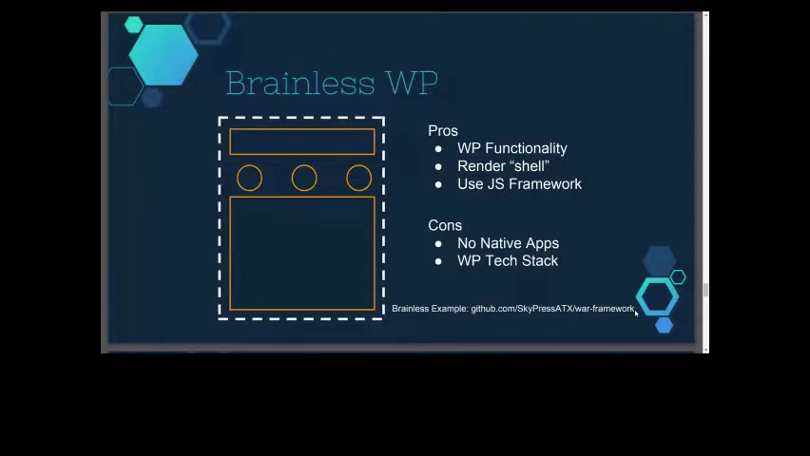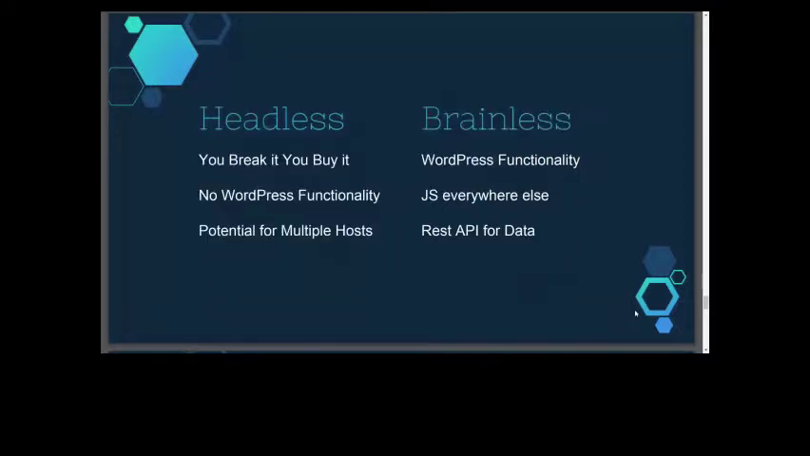So to wrap it up a little bit, headless is very much a, you break it, you buy it, and you're not really using WordPress, rather you are consuming WordPress. With Brainless, you can use as much or as little of the WordPress backend functionality as you want. But on the front, you let JavaScript take over after giving it that little bitty shell to run out of. And then REST API for everything in between, for as scalable and dynamic of a site as you could make even with the headless solution, make it with Brainless.